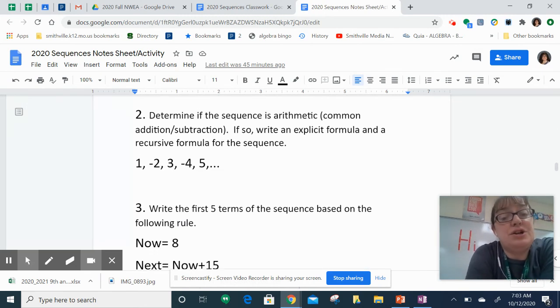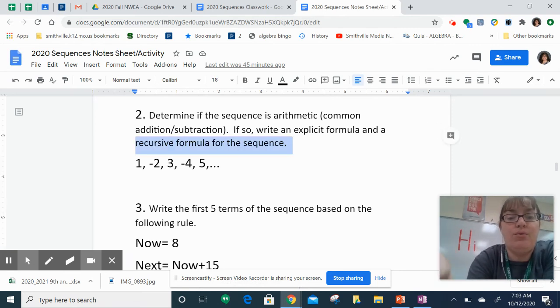Number 2, it says determine if the sequence is arithmetic, if it has a common addition or subtraction, and if so, write the explicit form and the recursive form. So when I look at this one, from 1 to negative 2, I'd be subtracting 3. But then from negative 2 to 3, I'd be adding 5. Right there, I can stop and say this is not an arithmetic sequence. I don't need to write an explicit formula or a recursive formula because it doesn't fit either one of those.